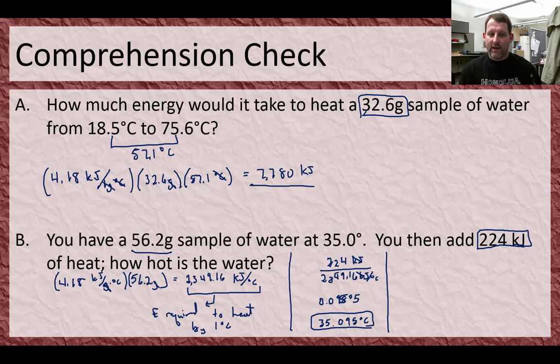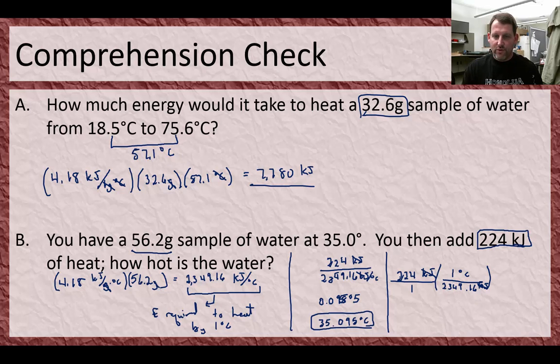Or you can set up like a stoichiometry problem with unit analysis. So if I start here with my number, so I know I have 224 kilojoules over 1. And I'm using this as my conversion, kilojoules per degree Celsius. I'm going to set up so that kilojoules are on bottom here. So I'm going to put the 2,349.16 kilojoules per 1 degree Celsius up here. Notice my kilojoules cancel, top and bottom.